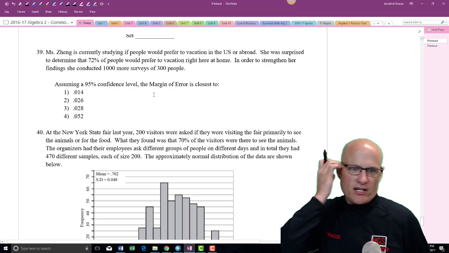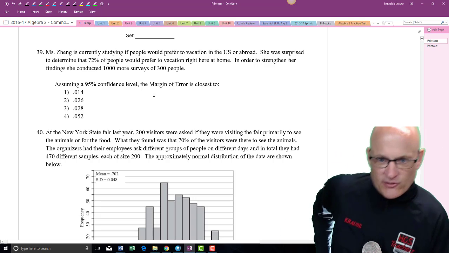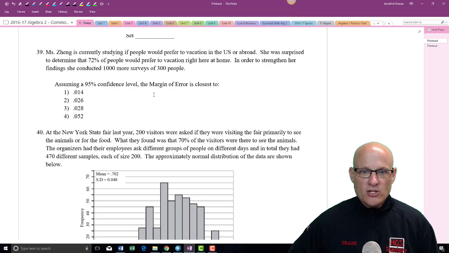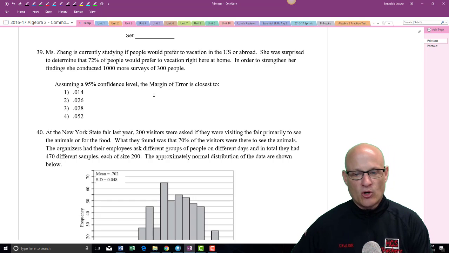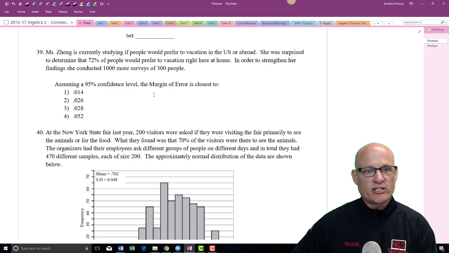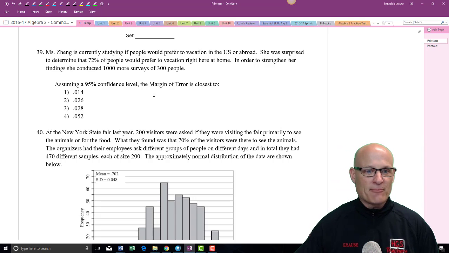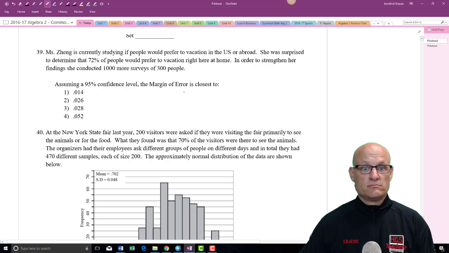Ms. Zhang is currently studying to see if people would prefer to vacation in the United States or abroad. She was surprised to determine that 72% of people would prefer to vacation right here at home. In order to strengthen her findings, she conducted 1,000 more surveys of 300 people. Assuming a 95% confidence level, what is the margin of error?